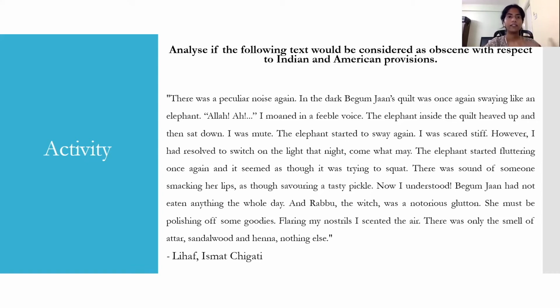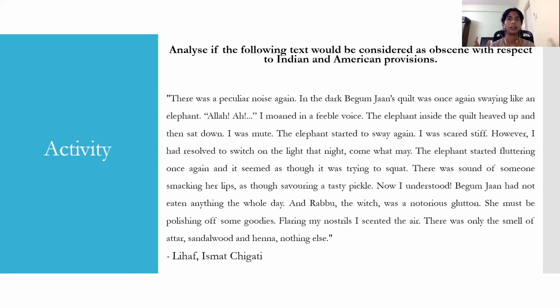Lihaf is written by Ismat Chugtai. It's a short story in Urdu, which was translated in 1942. The story is written from the point of view of a small girl who is the niece of the protagonist, Begum Jan. The story starts with talking about how Begum Jan is married to a Nawab, and the Nawab has multiple encounters with other male members. So Begum Jan is left to herself and she has a very depressing life after marriage. Begum Jan starts to wither.